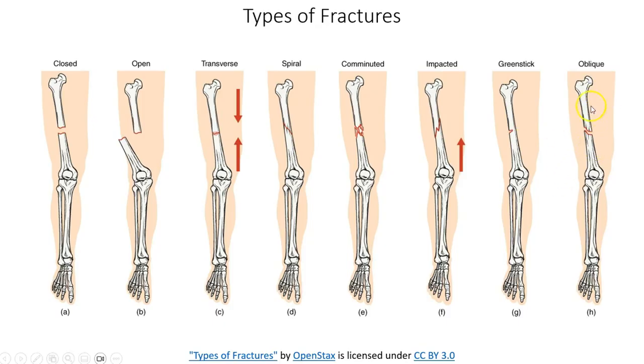And then over here we have an oblique fracture, and this is any sort of break that is not happening at a 90-degree angle. That transverse fracture over here is happening at basically a 90-degree angle to the bone, whereas the oblique fracture is not happening straight across in that transverse plane; it's at an angle.